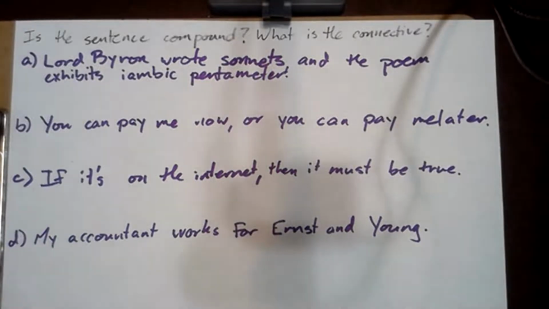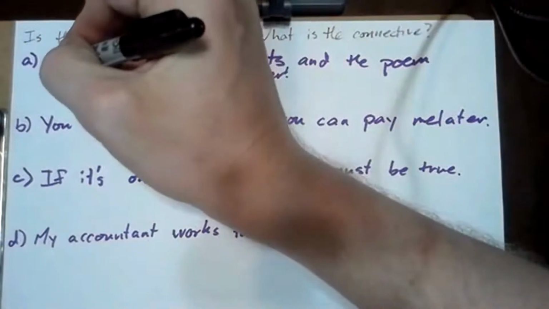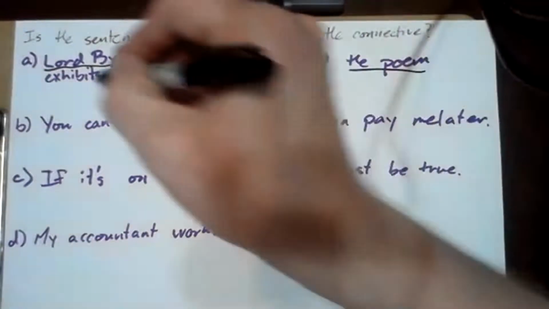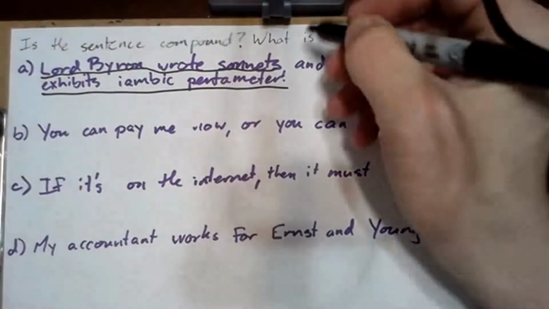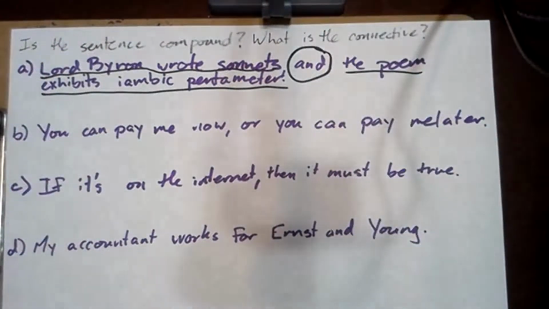This is a compound statement because it has two statements in one. Lord Byron wrote sonnets is one, and the poem exhibits iambic pentameter is the second. The connective here is and. And is not always a connective. It depends on whether it's connecting two statements or not.